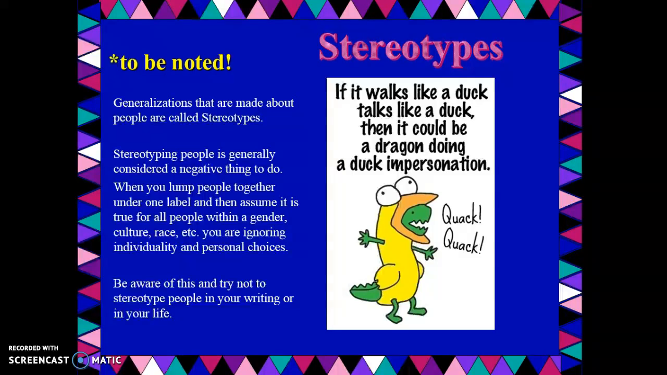Something to be noted: generalizations that are made up about people are called stereotypes. Stereotyping people is generally considered a negative thing to do. When you lump people together under one label and then assume it is true for all people, either within a gender, culture, race, etc., you are ignoring individuality and personal choices. Be aware of this and try not to stereotype people in your writing or in your life.